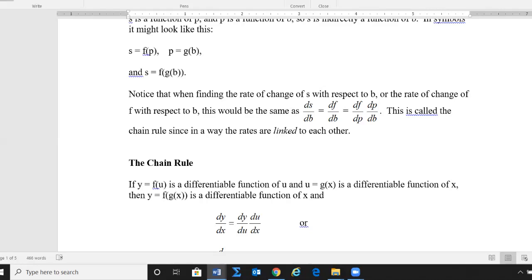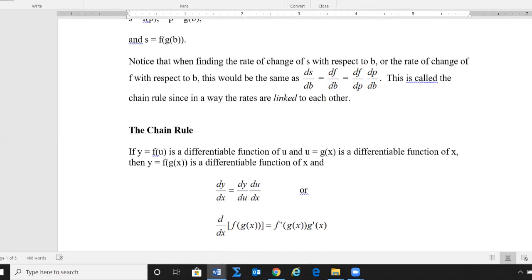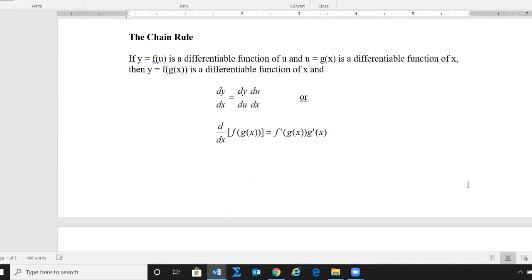Some reason they call it the chain rule. I think it's because of the compositions, the way they're nested inside of each other. And then you have this product of the rates. So now here's in symbols what we would use for the chain rule. Officially, dy/dx is dy/du times du/dx, assuming that y is a function of u and u is a function of x. Okay, so that's what this means.